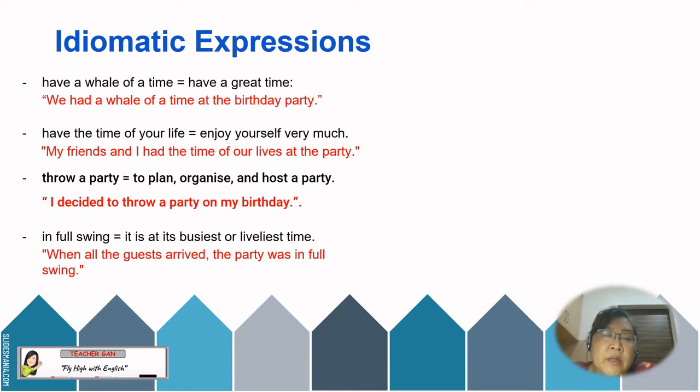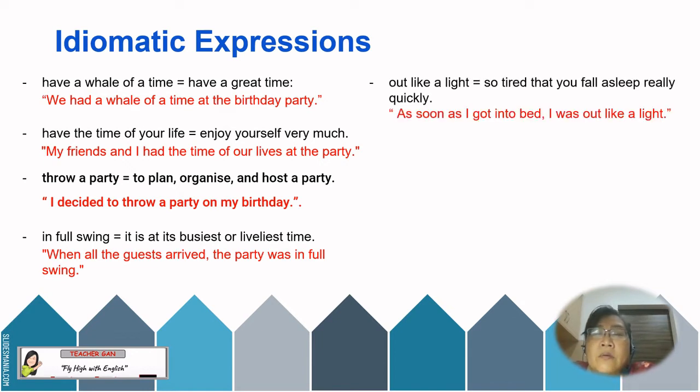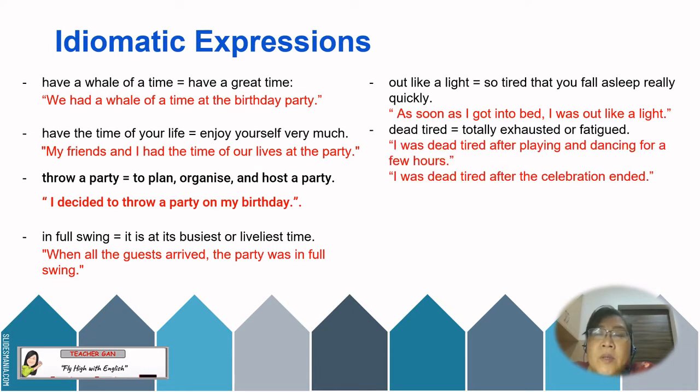In full swing, it means it is at its busiest or liveliest time. When all the guests arrived, the party was in full swing. Out like a light means so tired that you fall asleep really quickly. As soon as I got into bed, I was out like a light. That tired means totally exhausted or fatigued. I was that tired after playing and dancing for a few hours. I was that tired after the celebration ended.